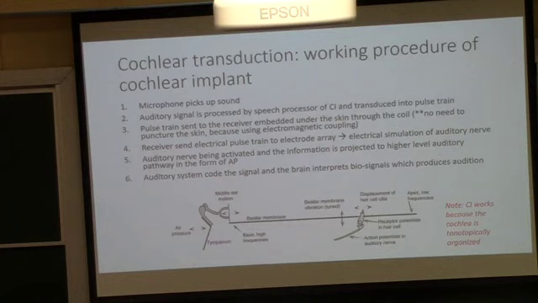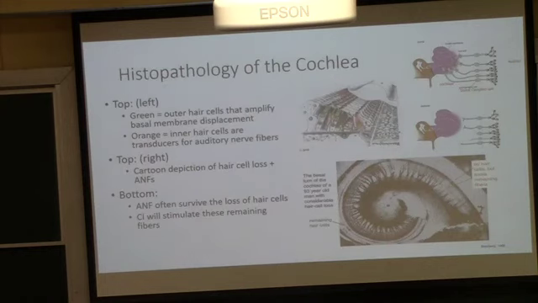Another thing to note is what I put in red. The cochlear implant works because the cochlea is tonotopically organized, and you better know that by now because you've drilled it into your heads. So, a little histopathology of the cochlea. You just take a look at the pictures. He outlines the inner hair cells and the outer hair cells, and then shows a little cartoon of what happens with hearing loss. You're losing those hair cells and you're losing some of your auditory nerve fiber endings.